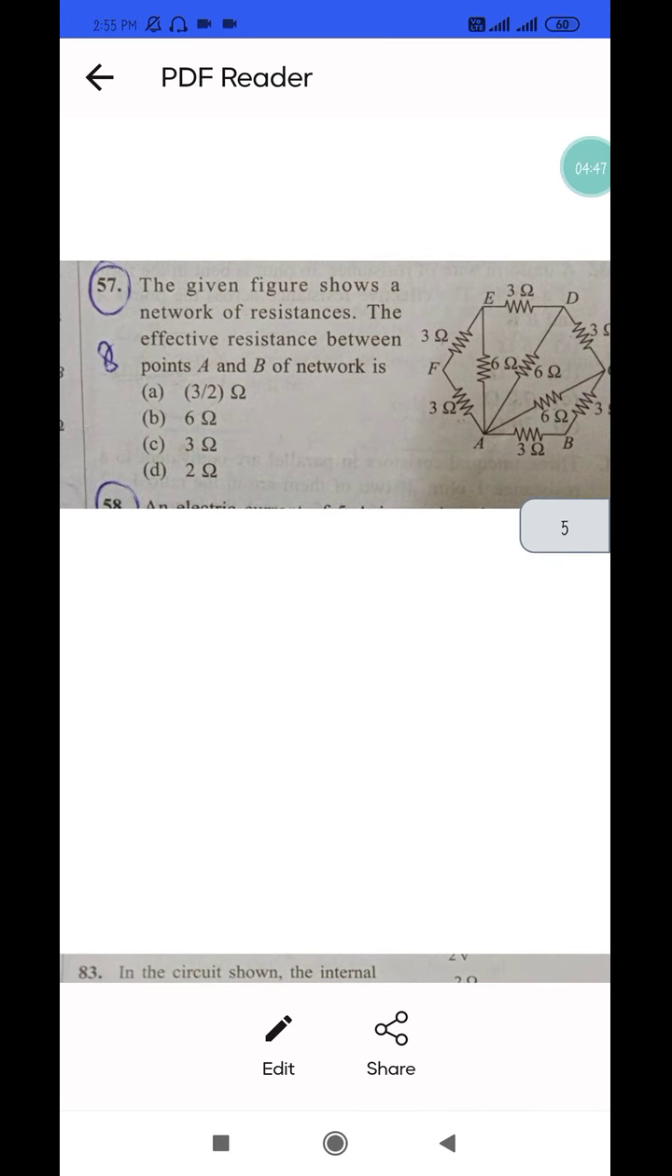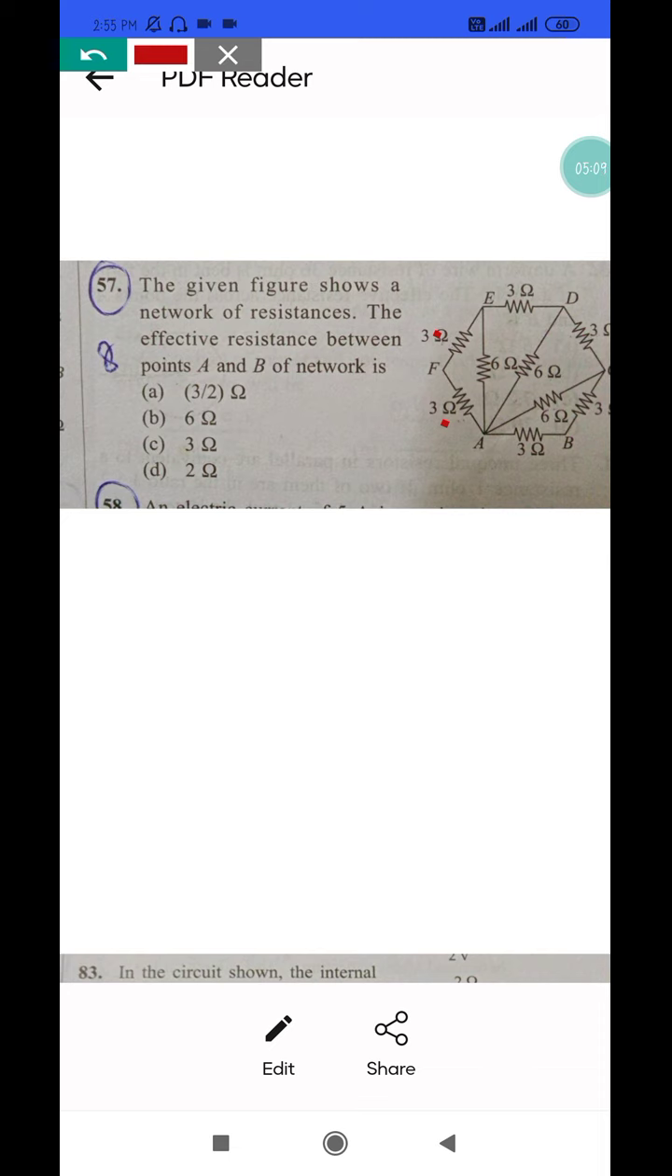The given figure shows a network of resistances. We have to find the effective resistance between A and B. So let us start from A. Can you see this 3 and 3 are connected in series? So the total or equivalent resistance turns out to be, let's say this is our point A.